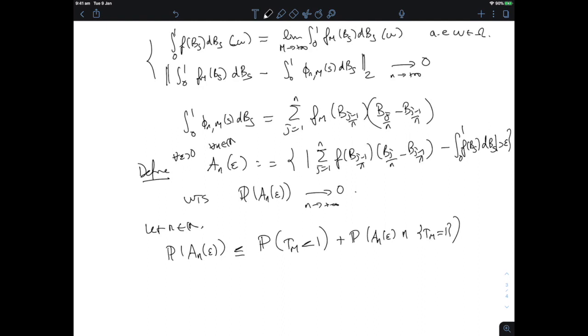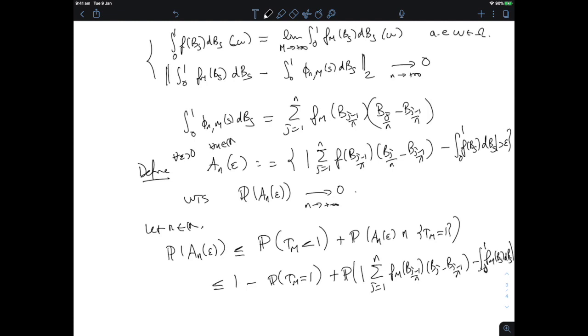Right. Now, okay, so this is smaller than 1 minus the probability of tau m being 1. And as I send m to infinity, this is going to go to 0. And then plus, okay, how do I estimate that? I estimate that in the following way. So this is the probability of the set where the sum over j, equal n, of fm bj minus 1 of n times bj minus 1 of n minus the integral 0 to 1 of fm of bs dbs is greater than epsilon.